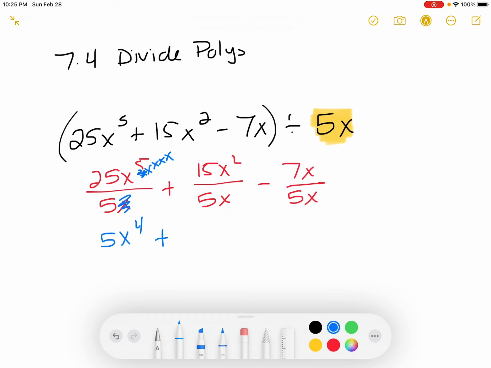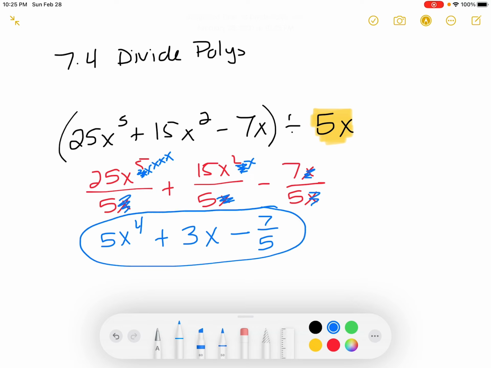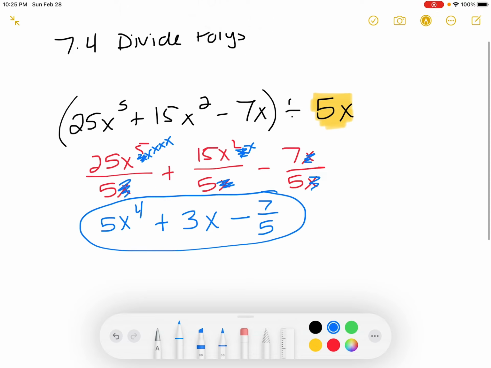Plus, 15 divided by 5 would be 3. I have 2 x's on top. I cancel one of them with the bottom. I'm left with 1. Minus 7 over 5. I can't simplify that. X over x, I can cancel and cancel. So this would be my divided polynomial. Okay, so you're using your exponent rules to simplify. Let's do one more together.